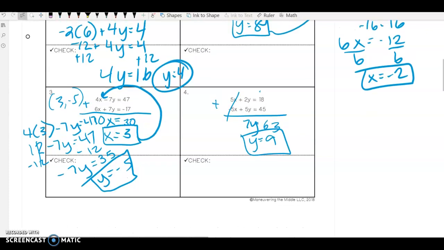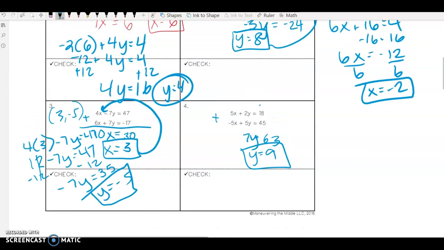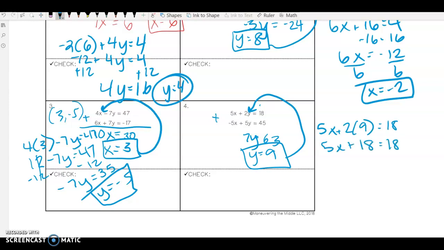Now, I'm going to go back, plug 9 in for y in one of my equations and solve for x. So I get 5x plus 2 times 9, which is 18, equals 18. 5x plus 18 equals 18. I'll subtract 18 on both sides. So I get 5x is 0, which means x equals 0. That's fine. That does not mean that there's no solution.